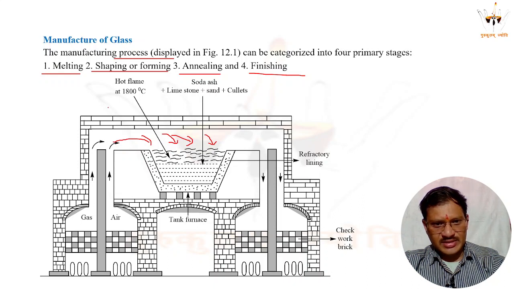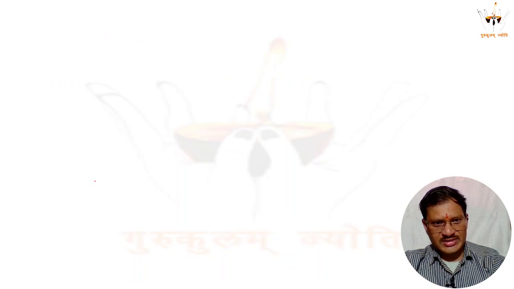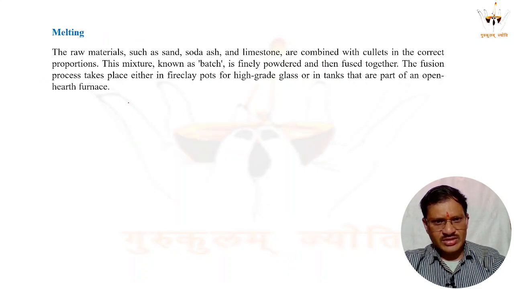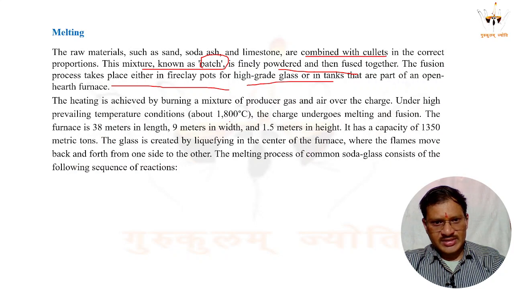And finally, this huge furnace is required to manufacture glass. First of all, we need to understand what kind of melting is there. The raw materials, sand, soda ash, and limestone are combined with a chloride in the correct proportion. This mixture is known as a batch, and this batch is finally powdered and then fused together. The fusion process takes place either in fire clay pots for high grade glass or in tanks that are part of the open hearth furnace.